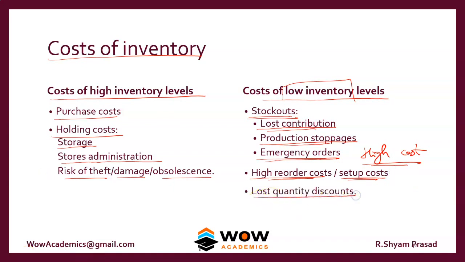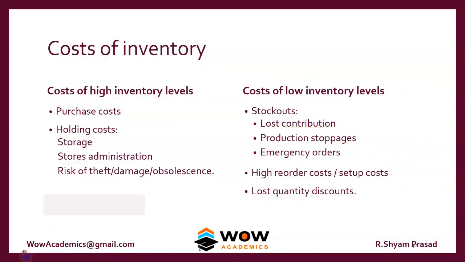Loss of quantity discount. If the supplier says, if you buy 10,000 units, we'll give you a discount, but the company says we will buy in quantities of thousands, then because of buying low levels of inventory, they won't get the quantity discount. So there are costs associated with having a high amount of inventory, and there are also costs with low amounts of inventory. The company has to strike a balance between the two. So what is the ideal level of inventory? For that we have some equations and problems.